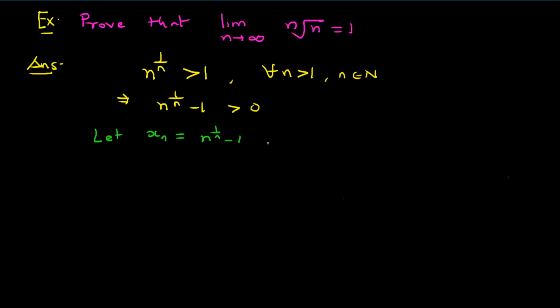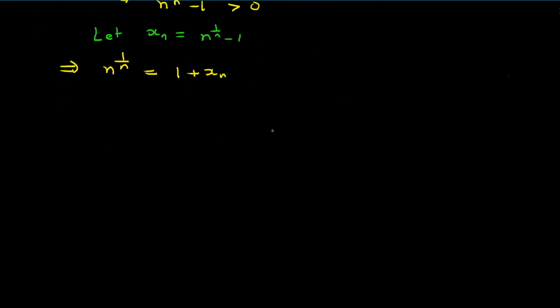Okay. Remember, we want to discuss limit of this as n tends to infinity. So we can ignore that n equal to 1. Otherwise, also it is fine. Okay. The first step in this, what I will be doing is taking this 1 on the other side. So we get n raised to 1 upon n is equal to 1 plus xn. Okay, 1 plus xn.